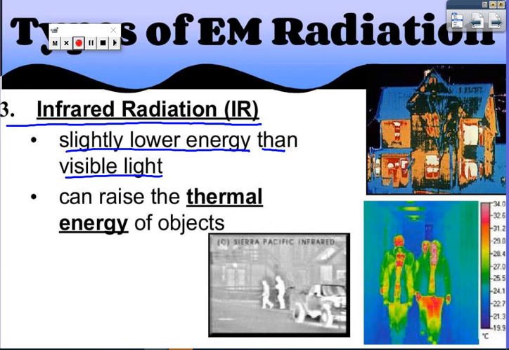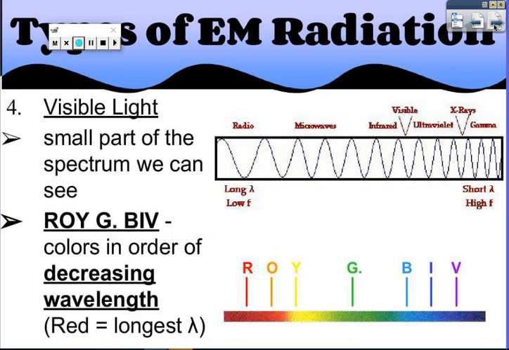Some animals can actually sense some of this. So this can raise the thermal energy of objects. If you're looking at infrared, what you're really looking at is heat waves, infrared heat. So you can see here that you have a warm area of the house and a cool area of the house. So we're going to increase to a faster wavelength. This is visible light. So 4 is visible light. This is the spectrum we can see.